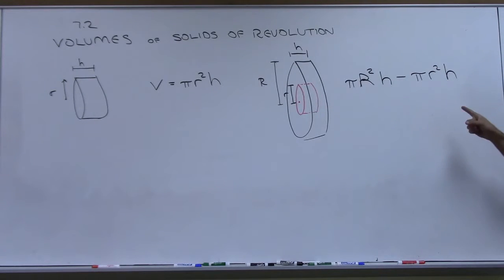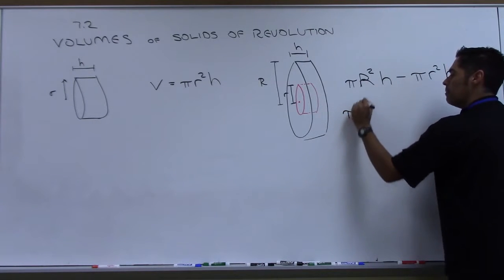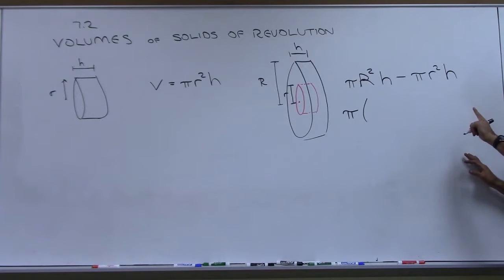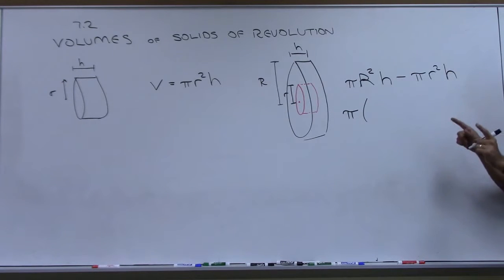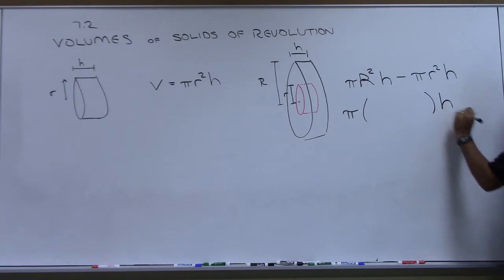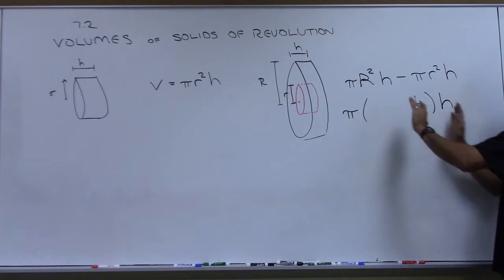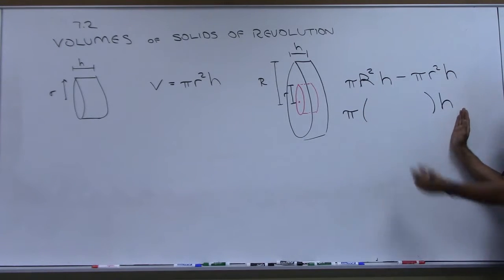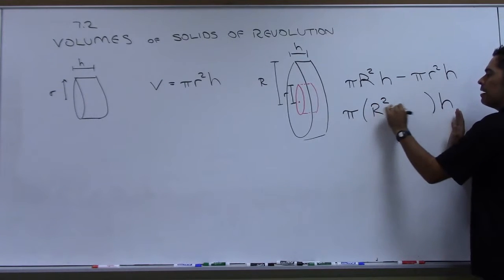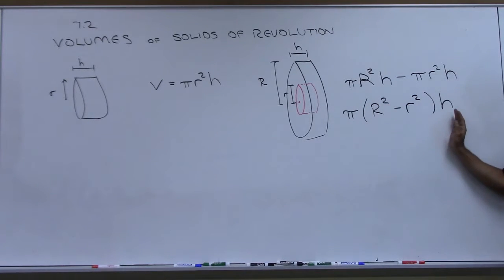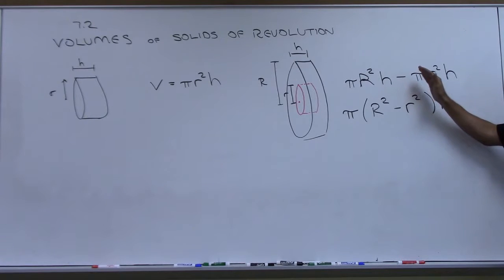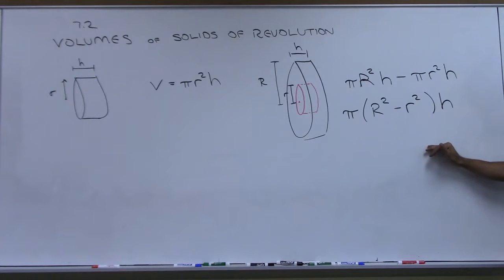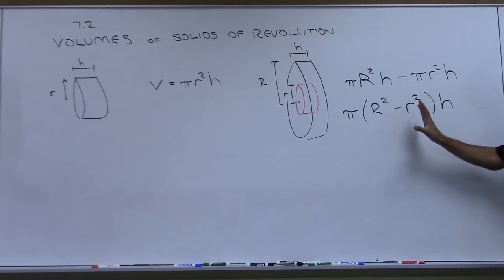And they both have pi in them, don't they? So I'm going to pull a pi out. They also both have an h, but I'm not pulling it out the front. I'm going to pull it out the back, and you'll see why, and you'll just have to be patient with me here. So I'm pulling a pi h out, but I'm going to put the h in the back and the pi in the front. And then I'm going to put capital R squared here and minus r squared there. Do you agree that this is the same expression as this? Okay? No problems with that?